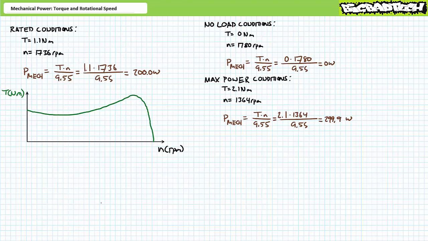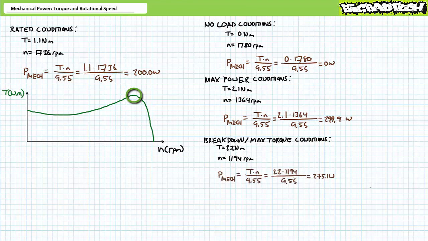However, as long as it's not sustained for any length of time, this 200 watt rated motor is capable of exerting a brief burst of 300 watts of power. Consider the same motor at maximum torque. On occasion in which the motor exerts maximum torque, however, rotational speed is slightly reduced. Let's say the motor is capable of exerting a max of 2.2 Newton meters of torque at 1,194 RPM. Substituting our given torque and rotational speed values into the mechanical power formula demonstrates this motor is exerting roughly 275.1 watts. We're clearly on the downslope of power now.